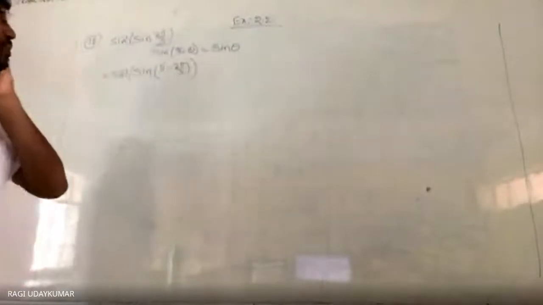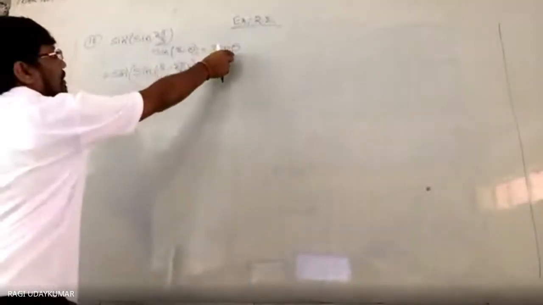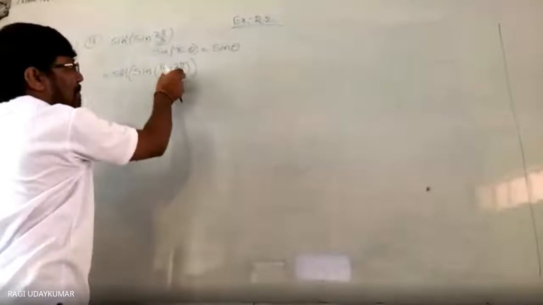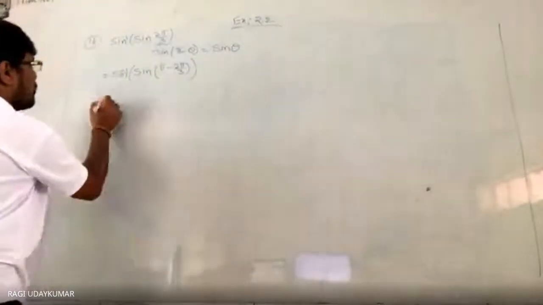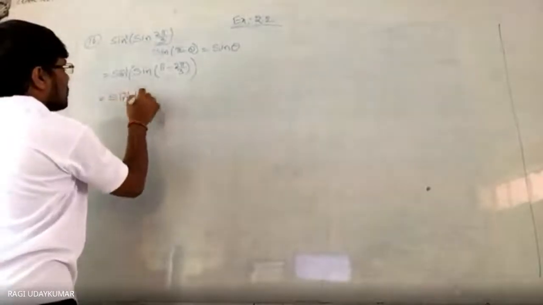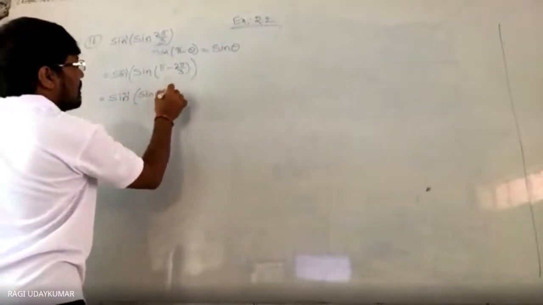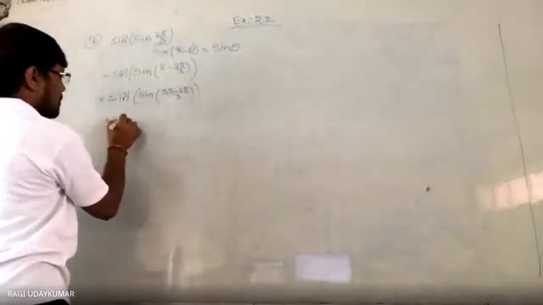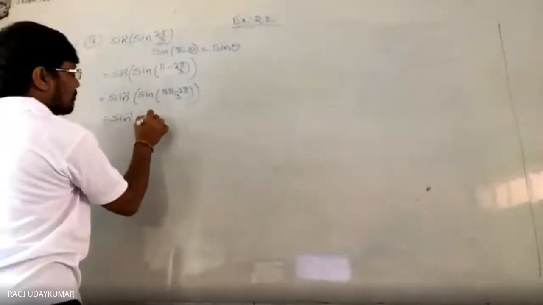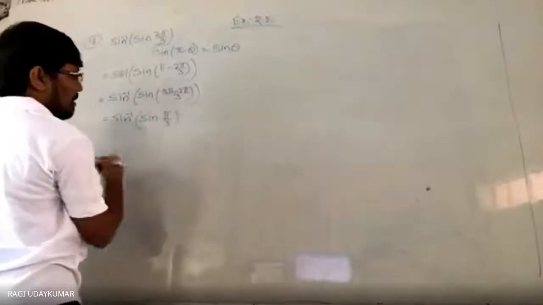Take theta in place of pi by 3. Sin theta, sin 2 pi by 3. Can we write sin of pi minus pi by 3? Can we write like that? So if you write like that, then what do you get here? Sin inverse of sin of pi minus 2 pi by 3. Now we will get sin inverse of sin pi by 3.